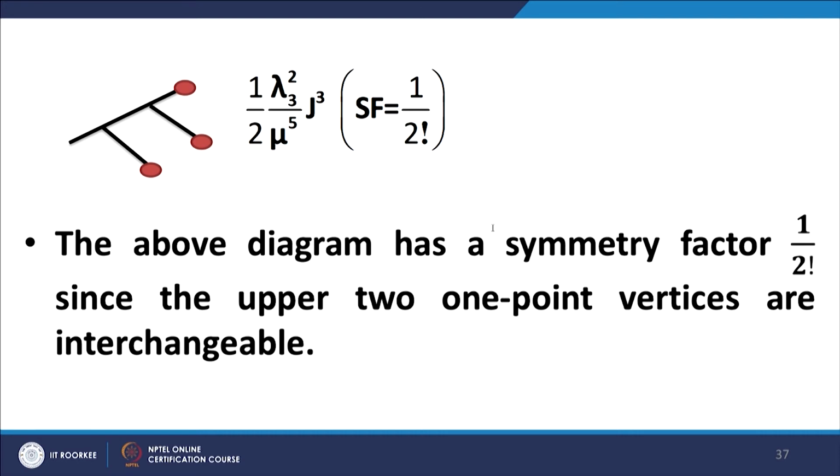In this diagram again we have 5 lines. So, that accounts for 1 upon mu to the power 5. We have 2 vertices as in the previous case. So, we have lambda 3 and both of them are 3 vertices. So, we have lambda 3 squared. We have 3 blobs. So, we have j and 3 lines ending with blobs. So, we have j cube, and look at the symmetry. If you look at the symmetry, the top 2 branches can be interchanged without disturbing the diagram, and therefore, the symmetry factor is 1 by 2.